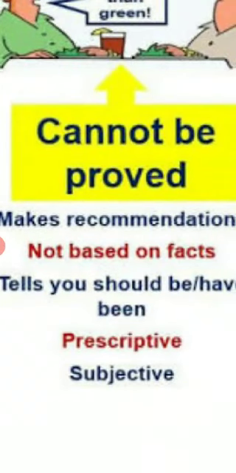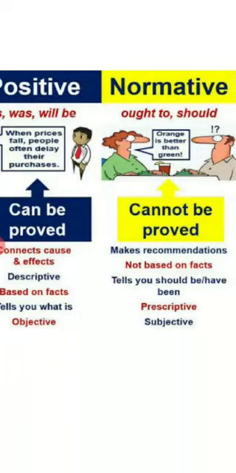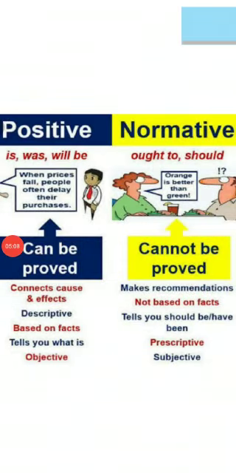which cannot be described and which don't involve any kind of facts and figures. So this is the basic difference between normative and positive economics. Positive economics is based on facts and figures, but normative economics is just based on suggestions and recommendations. And positive economics can be verified, but normative economics cannot be verified.